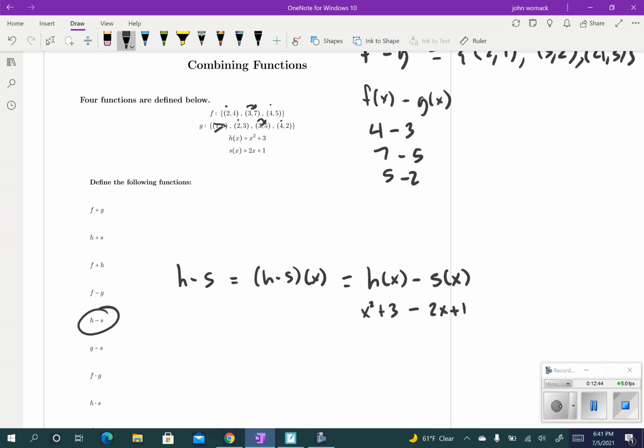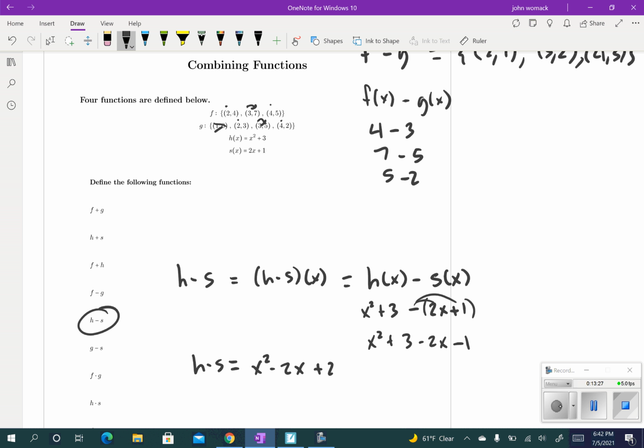Now, if I write it like this, I've just made a mistake. Pause the video for just a second, take a look at what I just did and see if you can figure out what my mistake would have been. Hopefully you noticed when I put minus, I have to subtract all of s of x. If I write it this way, I'm only subtracting the 2x when I need to subtract the whole thing. So I end up with x squared plus 3 minus 2x minus 1. Combine them together, and we end up getting h minus s is equal to x squared minus 2x, 3 minus 1 plus 2.